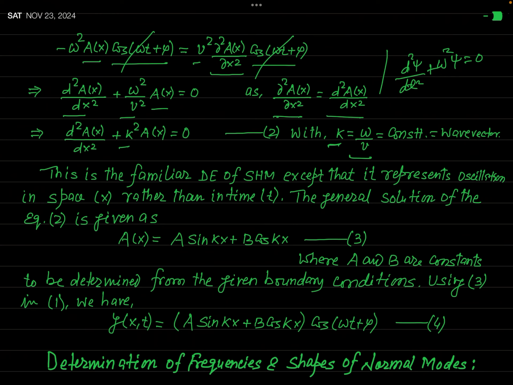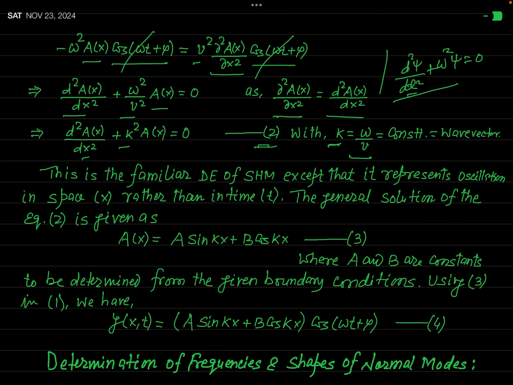Now compare this equation of SHM with this equation 2. You can see both of these equations are identical in form. But there is one difference. Here ψ has been differentiated with respect to t, and here A has been differentiated with respect to x. But since the form of these two differential equations is the same, we can say that this equation 2 is also the equation of SHM.